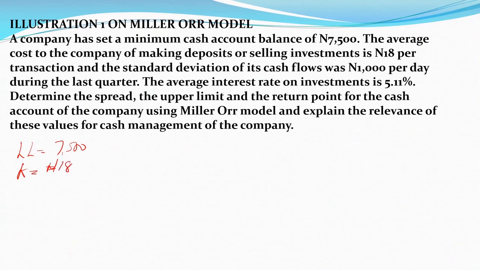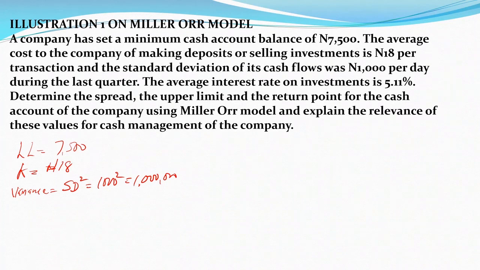And the standard deviation, remember we need variance. They are giving us standard deviation per day. So variance is standard deviation squared. So that would be 1,000 squared. That's 1 million. Okay. During the last quarter.